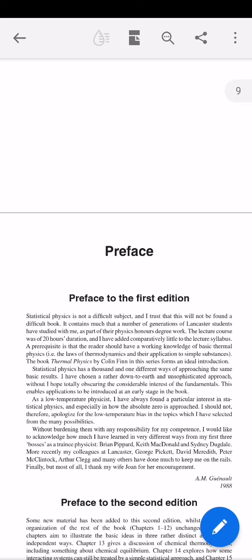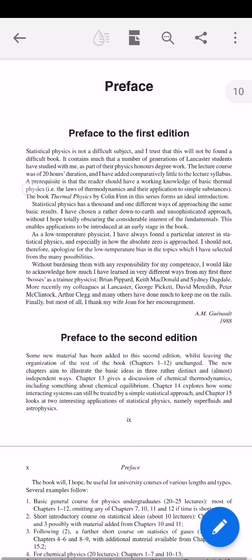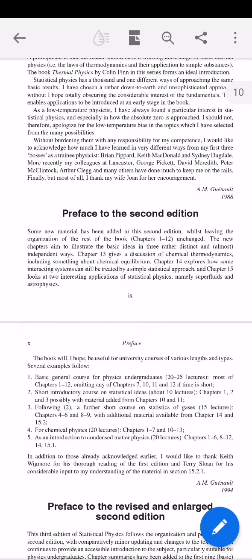So that's the acknowledgments, and then he's giving a preface to the second edition. He talks about some new material having been added, leaving the organisation of the rest of the book unchanged. The new chapters aim to illustrate the basic ideas in three rather distinct and almost independent ways. The book, he hopes, will be useful for university courses of various lengths: a basic general course for physics undergraduates, short introductory courses, and chemical physics lectures.